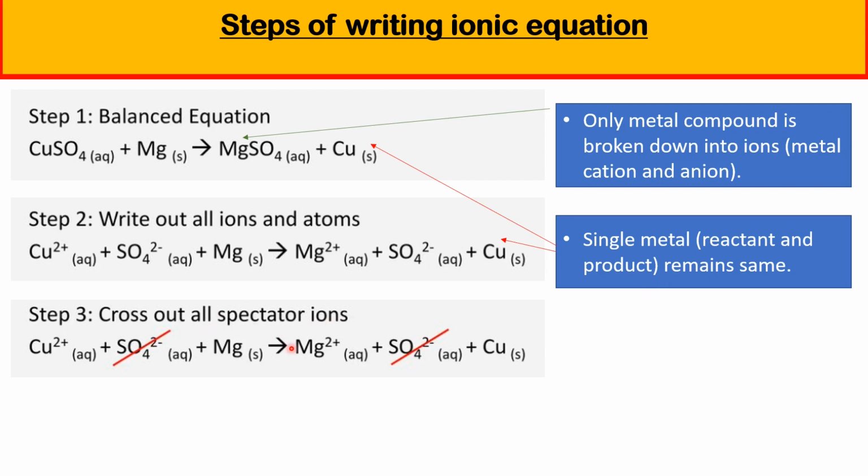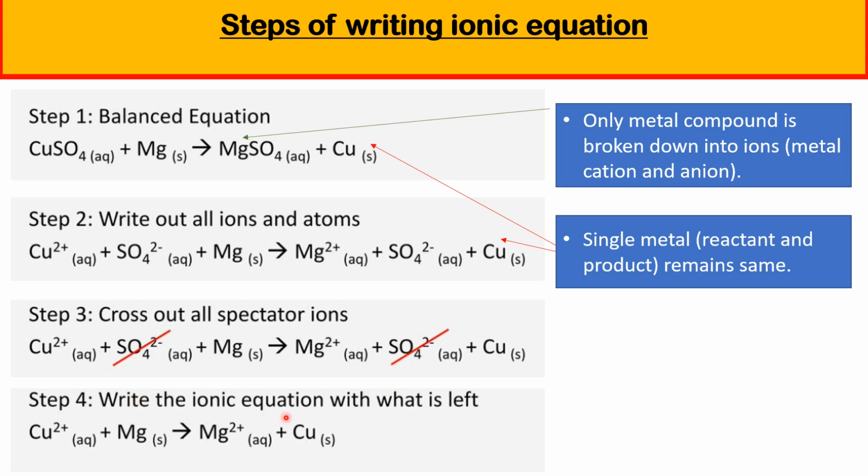Spectator ions means the ions which are the same on both sides. For example, here the sulfate ion is a spectator ion, so we'll cut that out. Copper 2+ cannot be cancelled with copper because here it's in ionic form and here it's in element form, so it will not be cancelled. Similarly, Mg will not be cancelled with Mg2+, so they will remain as such.